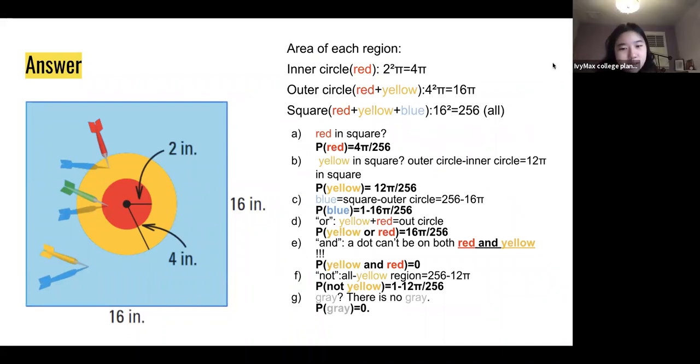Just remember, if you see the word or, that means you add together.